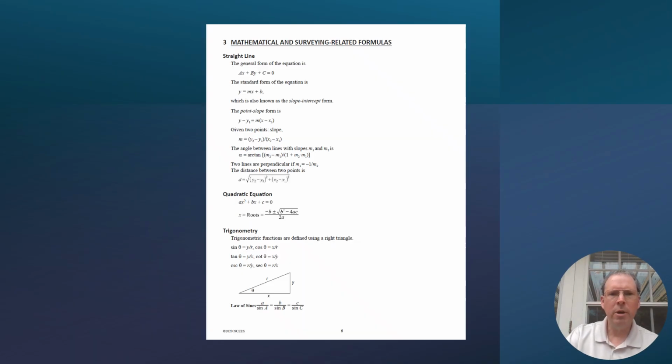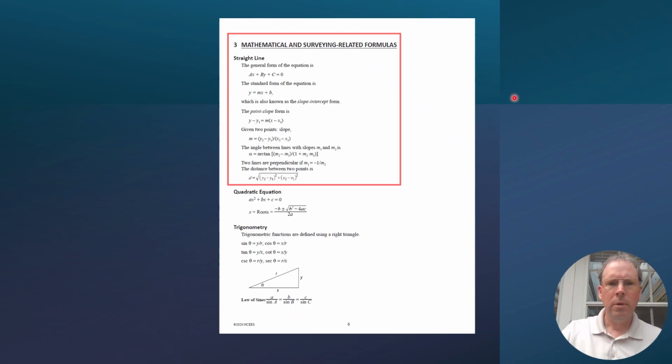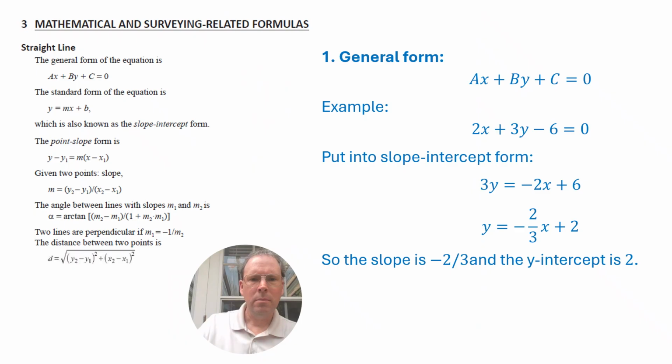Okay, the first equations that come up in the reference book are the following. You have straight line equations, quadratic equations, and some trigonometry. We're going to focus in on these first ones here, on the straight line equations. We'll start out with an example with the very first equation, the general form of the equation. So the general form is ax + by + c = 0. For example, let's say you have 2x + 3y - 6 = 0.